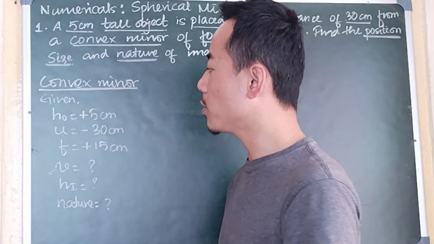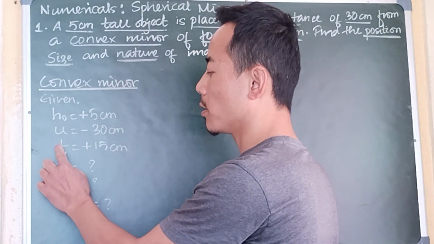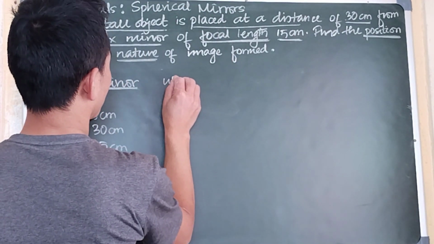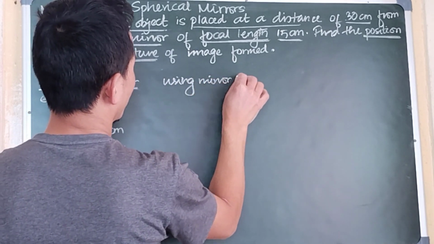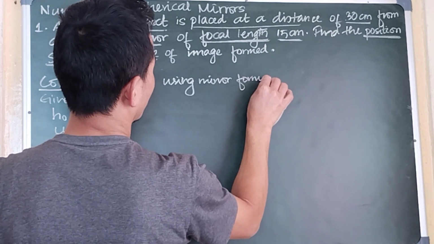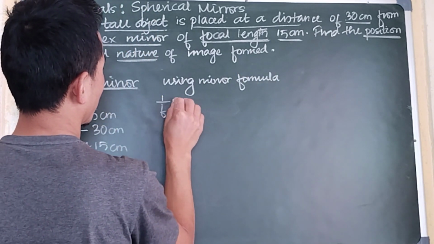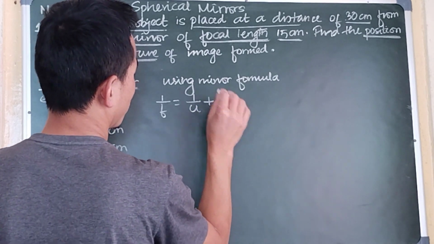So in mirror formula, we have u, v and f. So u and f is already given. You have to find v. So here you can write down using mirror formula. We have 1 by f is equals to 1 by u plus 1 by v.